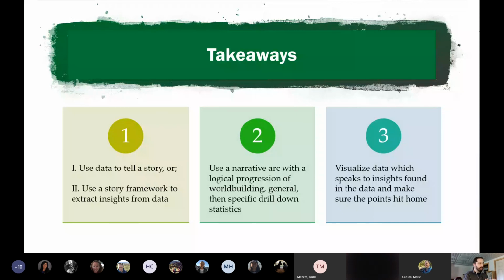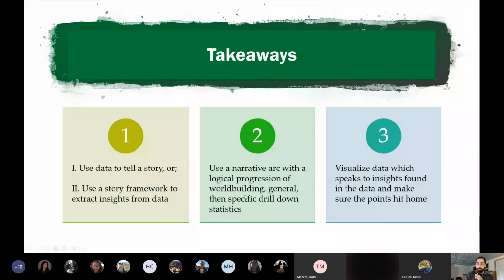But that's that you want to use data to either tell a story, or you can use the story framework to actually extract data. So when you're presenting it, you want to talk about, here's the broad framework setting data, and then here's the drill down into that information. So the narrative arc should use a logical progression of world building, general, then specific drill down statistics. And it's okay if you're not a statistics pro.